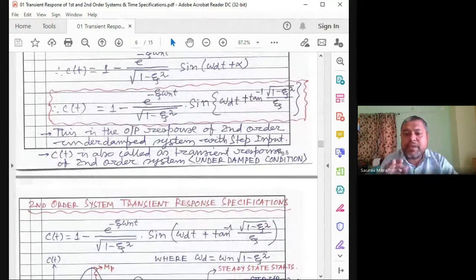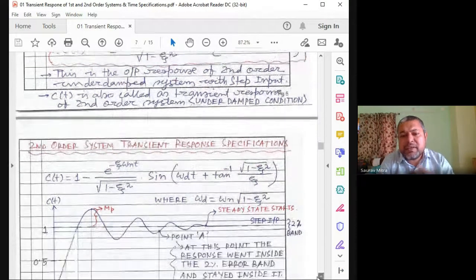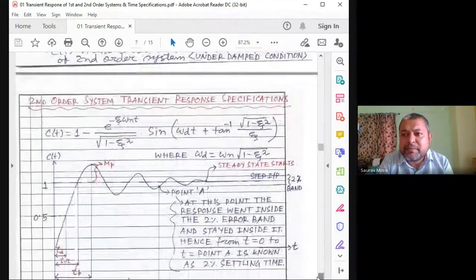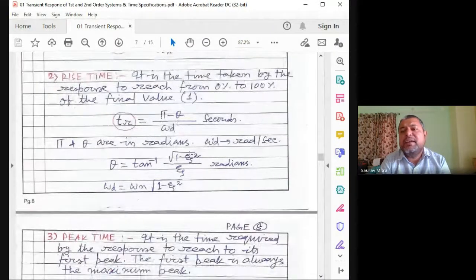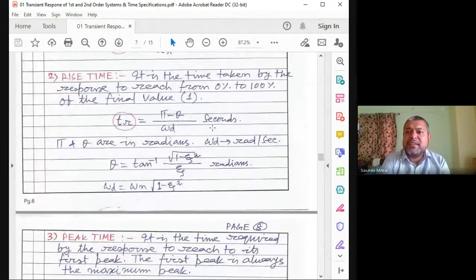Here students make mistakes and lose 10 marks directly, because you are calculating omega n, delay time, tan inverse, all in radian. Whenever you are doing the second order system response, there is nothing in degree, everything is in radian.